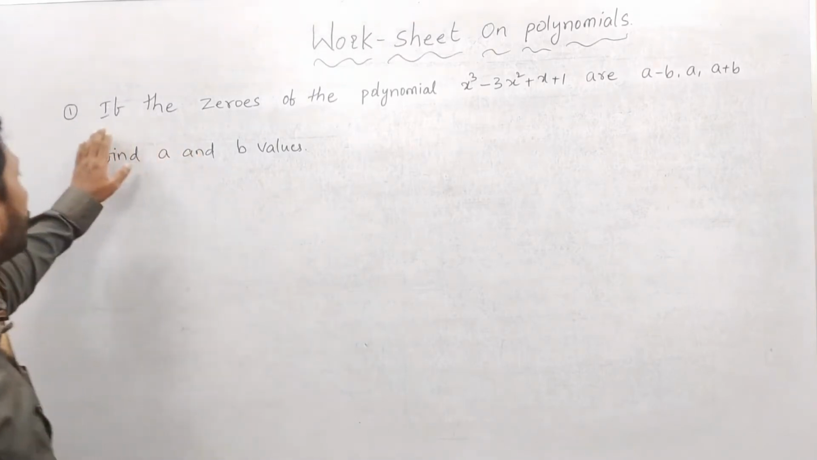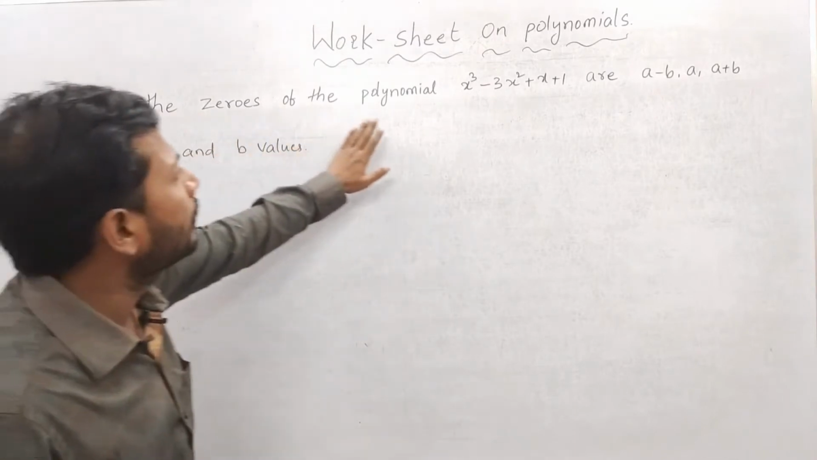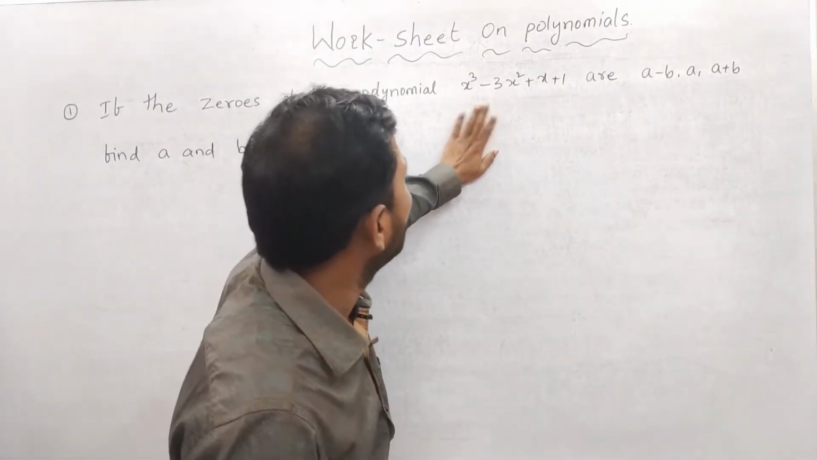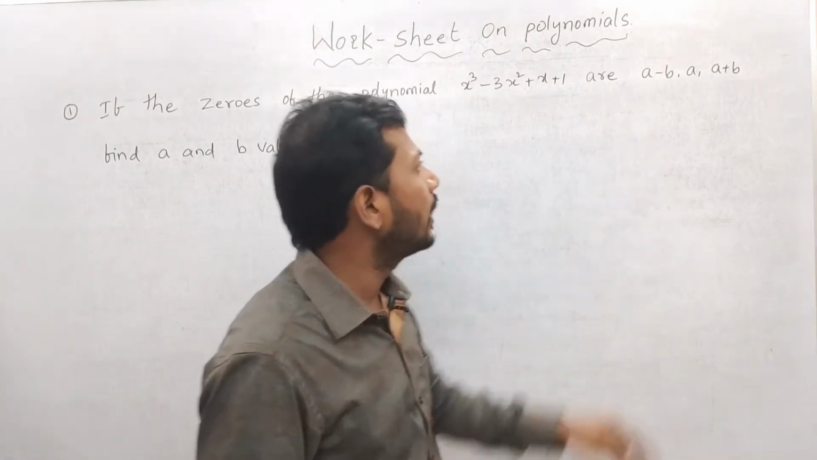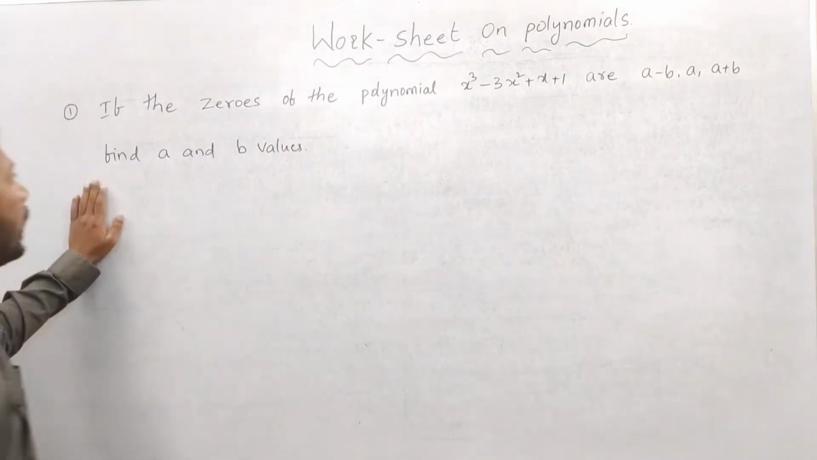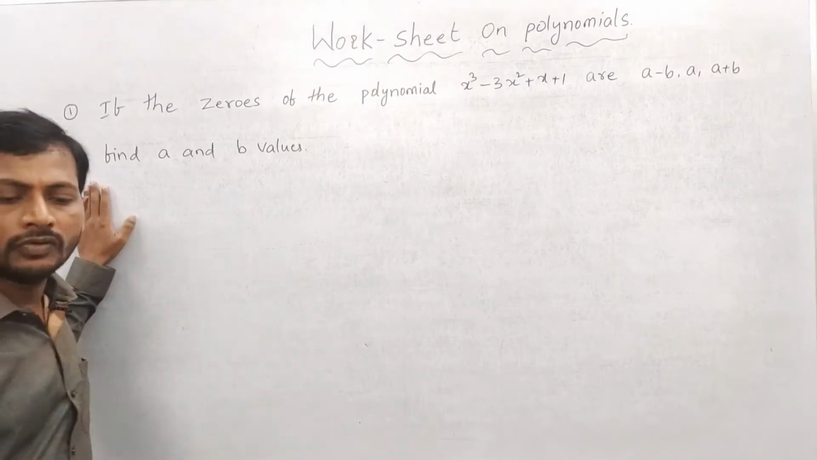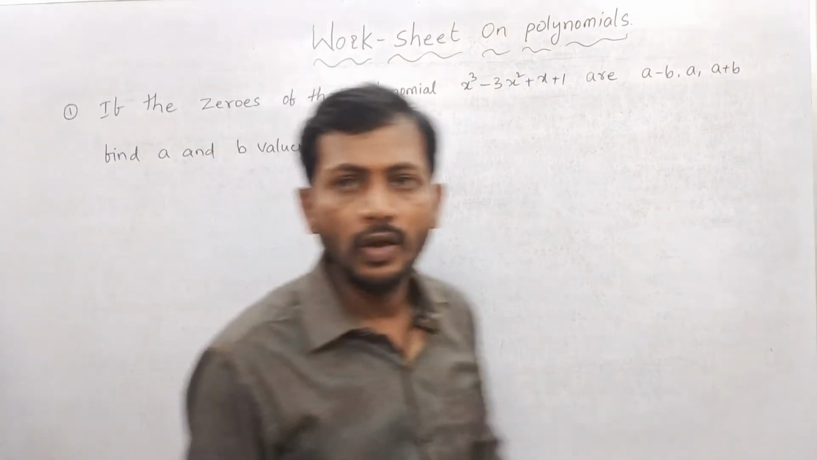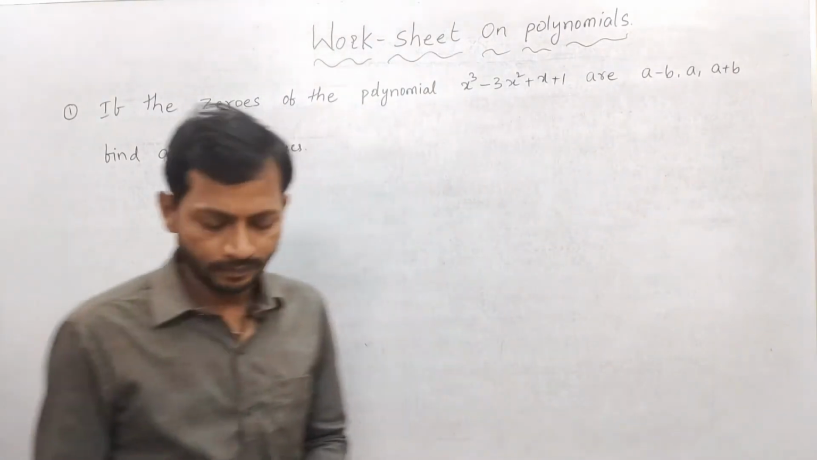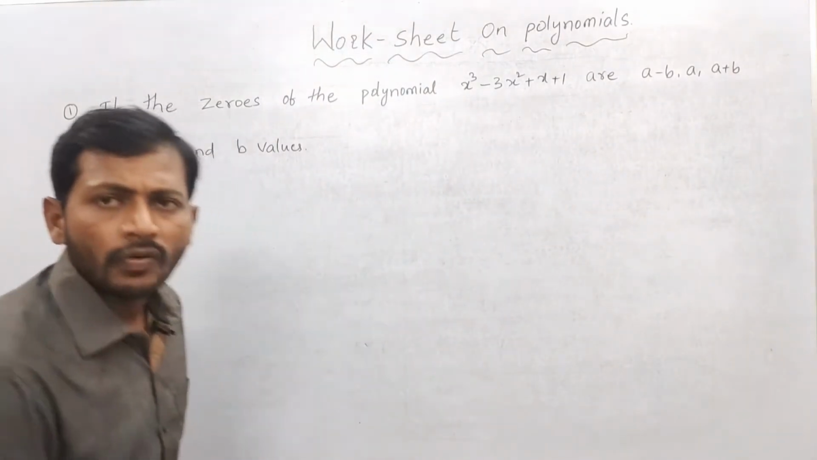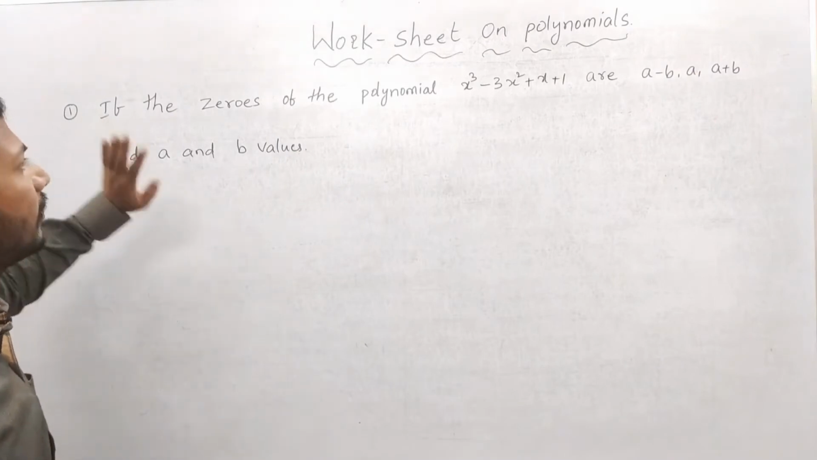So the first question: if the zeros of the polynomial x power 3 minus 3x square plus x plus 1 are a minus b, a, a plus b, find the values of a and b. This is the question given. So how are we going to solve this question, sir? First, don't get any confusion. What is the given information?